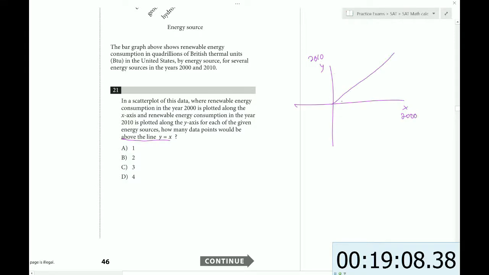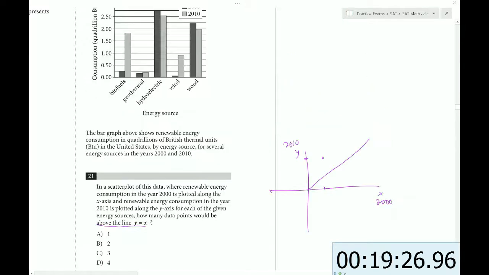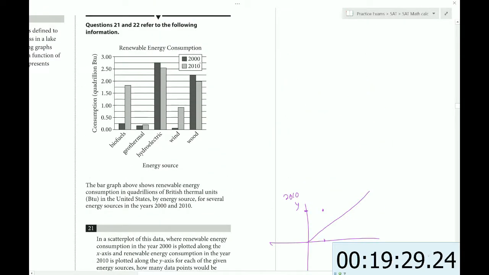So the line y equals x represents the times when these values are equal, right? When 2000 and 2010 values for energy consumption are equal. So if we're above the line, that means that the 2010 value is larger than the 2000 value. Okay, so that's what we want to find. For how many is the 2010 value larger than the 2000?